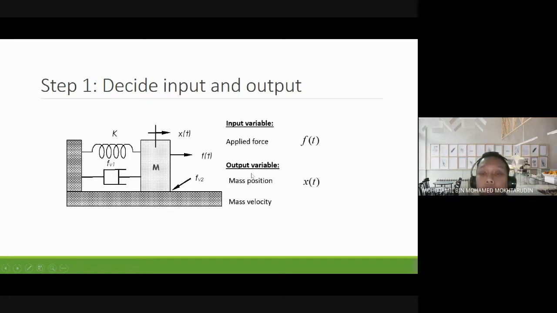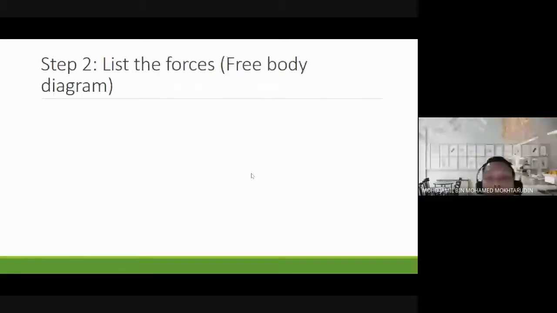Sometimes we can calculate the velocity of the mass M. We just find the position and find the derivative, x dot. Or if we want to calculate the acceleration, we just double differentiate the position. After we decide the input and output, we can list the forces on the mass by drawing the free body diagram.